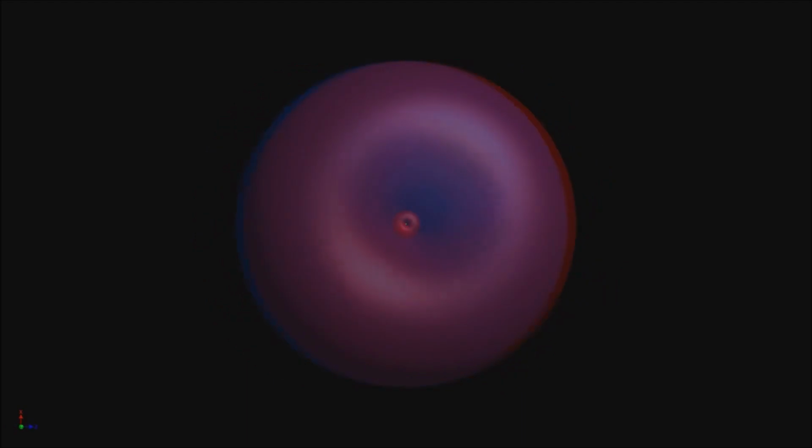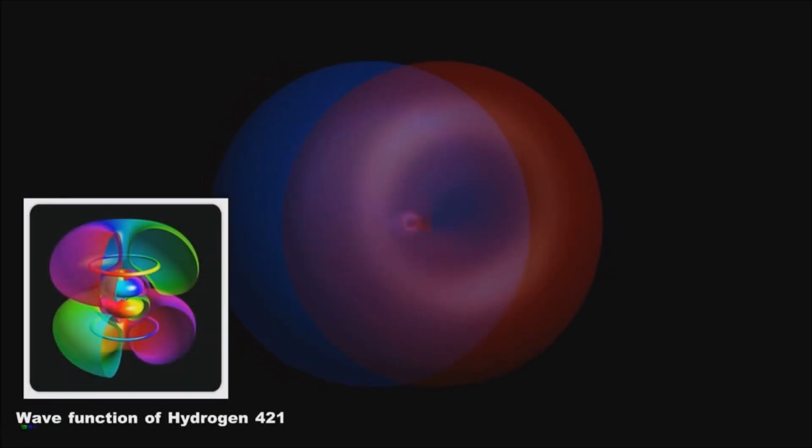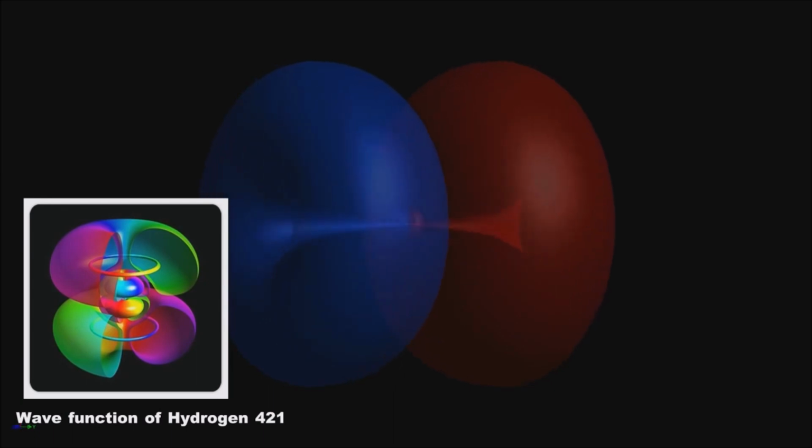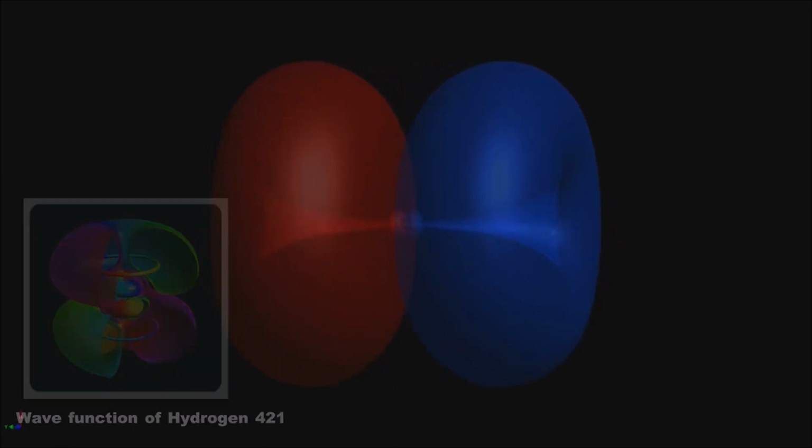Now we see the extended blue electromagnetic field. The further you go from the photon, the weaker the fields. Notice the interesting similarity to the wave function of hydrogen 421. Now we have two photons. Now we have the extended electromagnetic field of these two photons. Notice how the extended electromagnetic fields overlap each other.